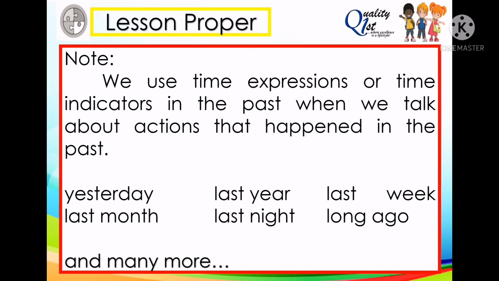Now, I want you to remember that we use time expressions or time indicators in the past when we talk about actions that happened in the past. Okay? Now we have yesterday, last year, last week, last month, last night, long ago, and many more.